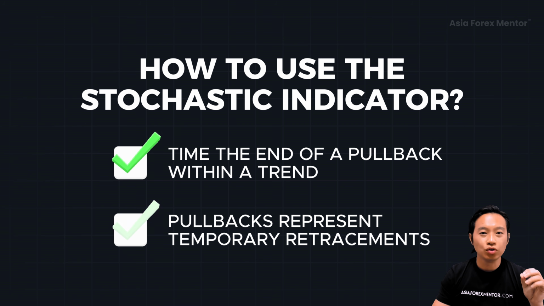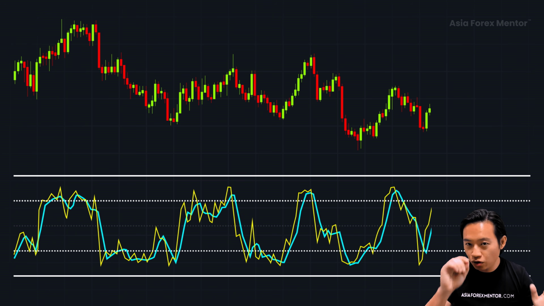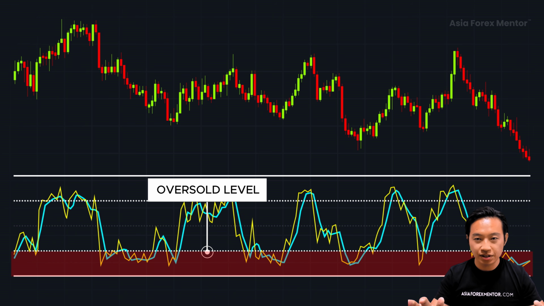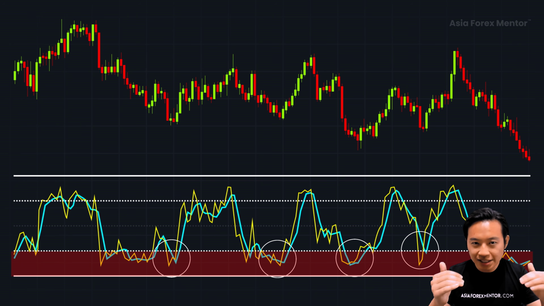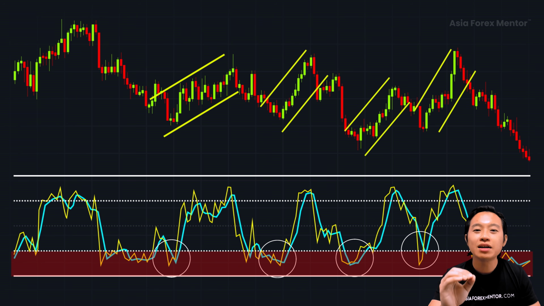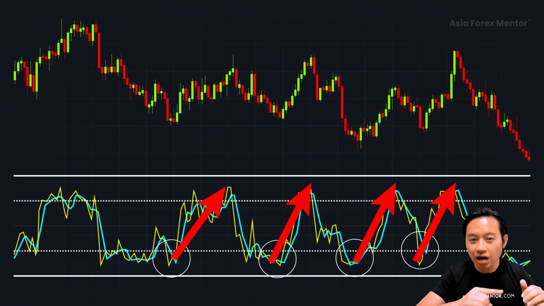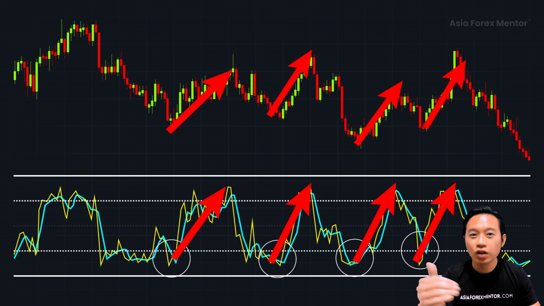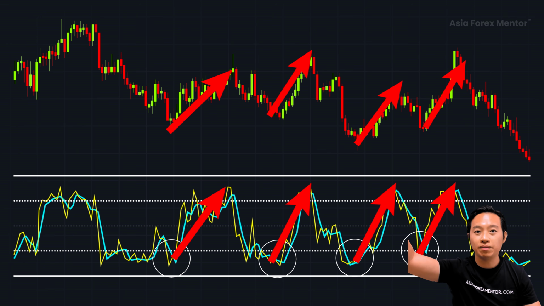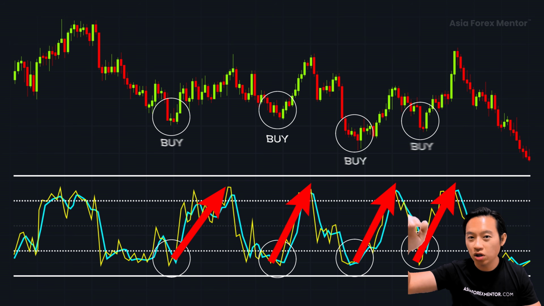So here's how to use the stochastic to time the end of the pullback. In an uptrend, you look for the stochastic to dip into the oversold levels, which is below the 20 line. This signals that the pullback may be losing momentum. When the stochastic rises above the 20, it indicates that the market is preparing to resume the uptrend. So this gives you the ideal opportunity to go long.